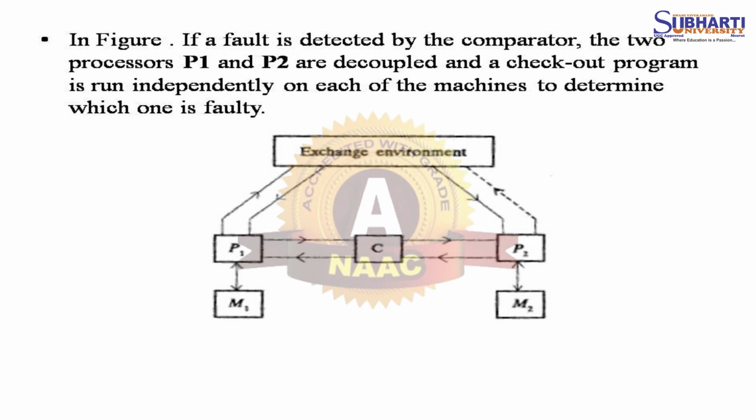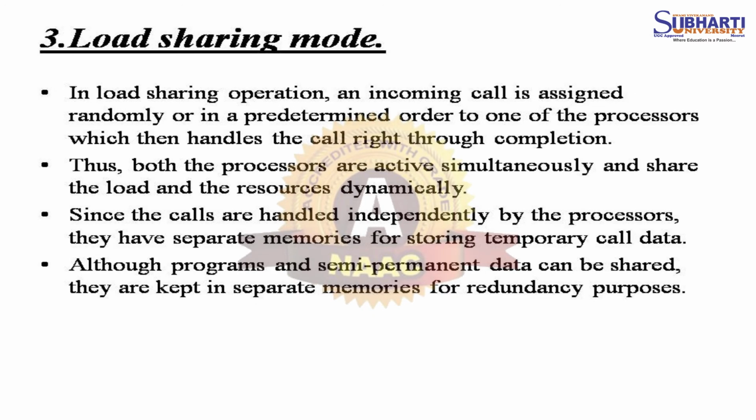Load sharing mode. In load sharing operation, an incoming call is assigned randomly or in a predetermined order to one of the processors, which then handles the call right through to completion. Thus, both the processors are active simultaneously and share the load and the resources dynamically. Since the calls are handled independently by the processors, they have separate memory for storing temporary call data. Although program and semi-permanent data can be shared, they can be kept in separate memory for redundancy purposes.